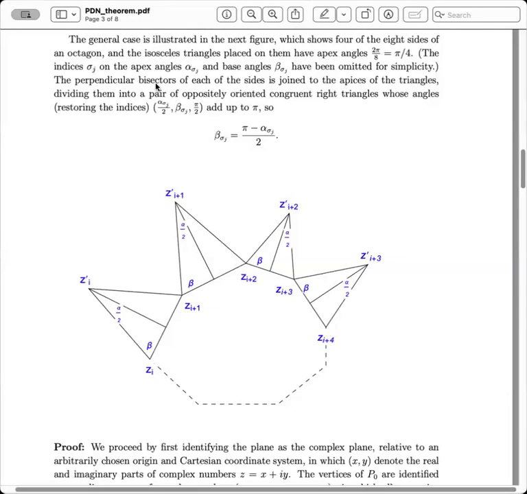The perpendicular bisector of each of the sides is joined to the apices of the triangles, dividing them into a pair of oppositely oriented congruent right triangles, for instance, this one and this one, whose angles, after we restore the indices to the alpha and beta, add up to pi. So there's a pi over 2, there's an alpha over 2, and a beta. That all adds up to pi. So beta is equal to pi minus alpha over 2 for each step of the construction.